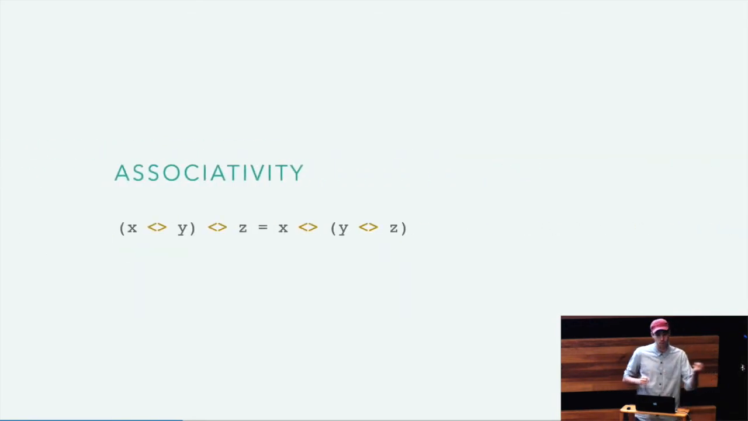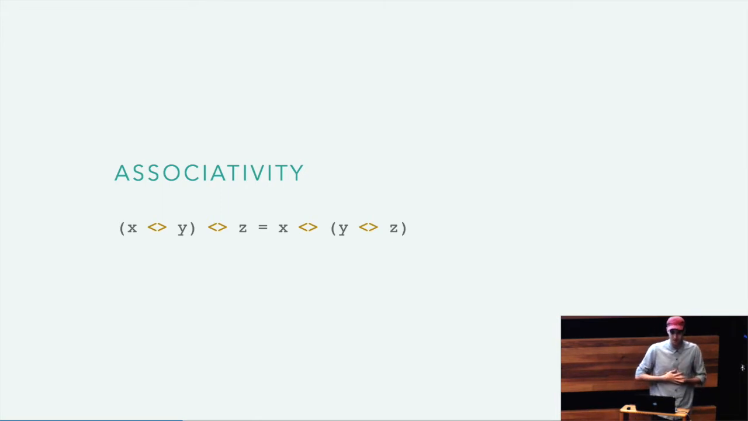And now we have a program on the left, we have a program on the right, and we're saying, if our operation is associative, then this law, this equivalence between these two programs will hold. If I combine x and y first and then z, it's the same as combining y and z first and then x, as long as the order is the same.